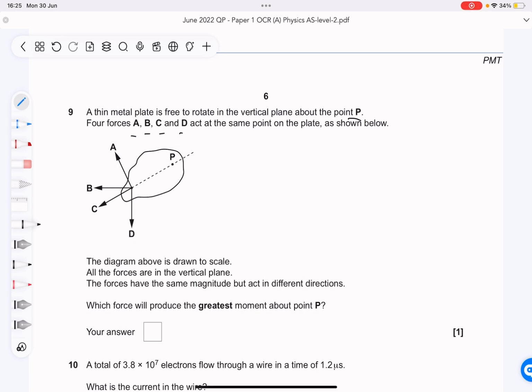Okay, so what do we know? We know that moment is force times distance, right? And for the moment, what makes it special is that we need the force that is perpendicular, I'll just call it FP for now, times by the distance from the pivot.